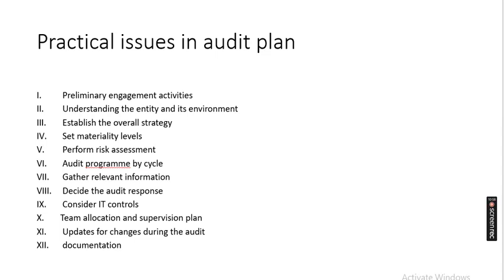Secondly, you go out to the field and understand the environment. So before you start auditing, it's important for your staff to go and understand the entity that you are auditing. Then you come up with the overall strategy. Then you have to set the materiality level. You have to perform risk assessment. You have to have an audit program cycle.